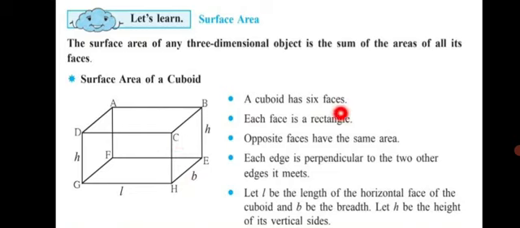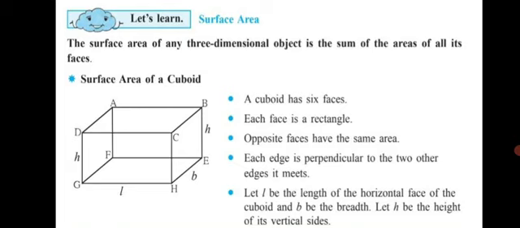A cuboid has 6 faces. Each face is a rectangle. So you can see top and bottom are similar. The area is also same. Left and right side 2 more faces and front and back. So this way we have altogether 6 faces in a cuboid and each face is a rectangle in shape. And opposite faces have the same area. Each edge is perpendicular to the other 2 edges it meets.